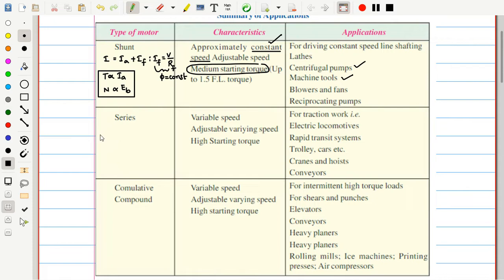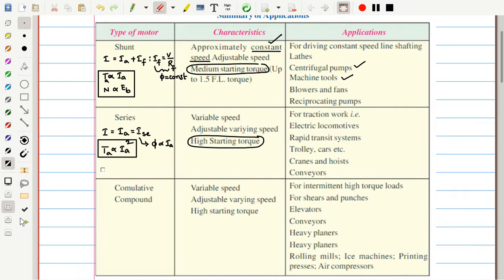Similarly the series machines. Try to observe: the armature current is equal to the source current, which is equal to the series current Isc. So if we observe clearly, the flux is proportional to simply the armature current. And as torque is proportional to phi into Ia, when we substitute phi also as Ia, torque is proportional to Ia square, the armature torque. This is one important conclusion. That means it has high starting torque. Why? Because it is Ia square. For example, if starting current is, let us say, 1 ampere or 1.2 amperes, it is Ia square, so that's why it has higher starting torque.